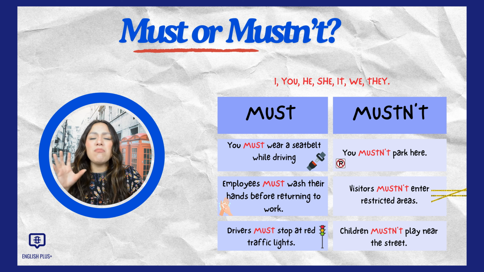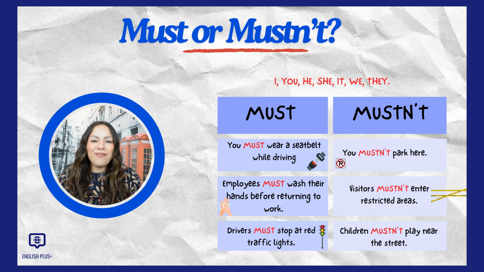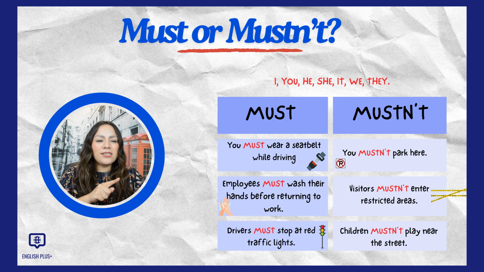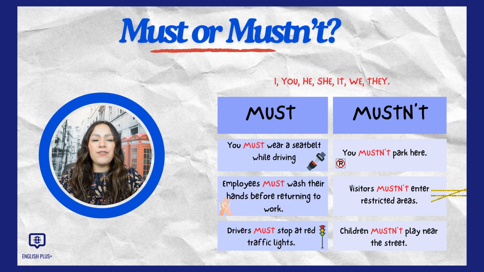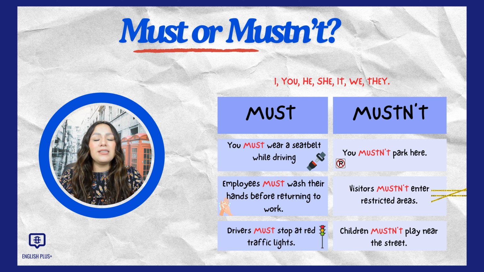But what about mustn't? Mustn't means that if you do the action, you will be in trouble. Let's look at the examples. You mustn't park here, because if you do it, you might have some problems with your car. What about the next example? Visitors mustn't enter restricted areas. If you pay attention, when I am using mustn't, it's more like a prohibition, right? So this is the way that we are going to use mustn't.